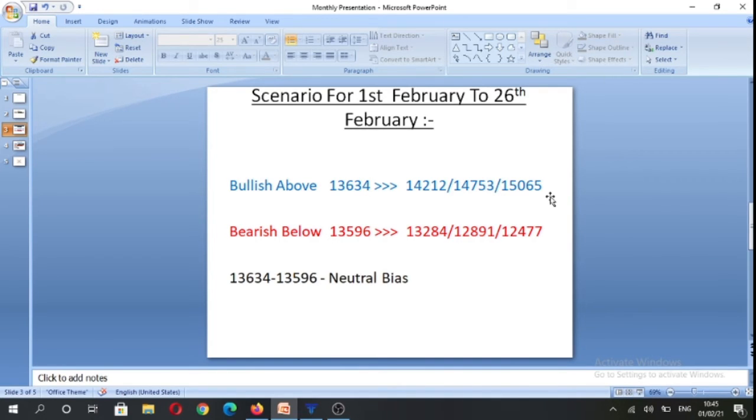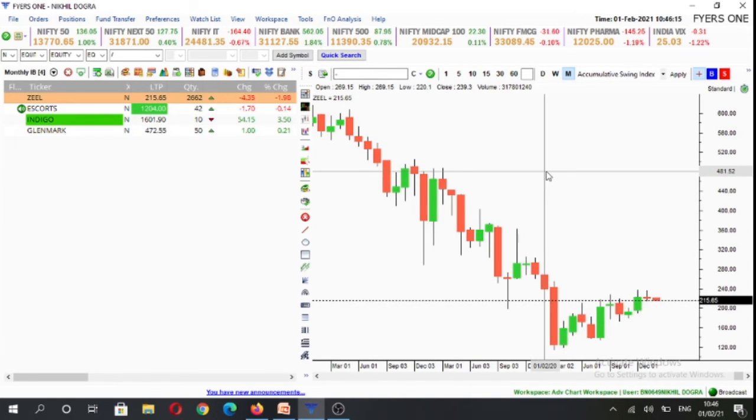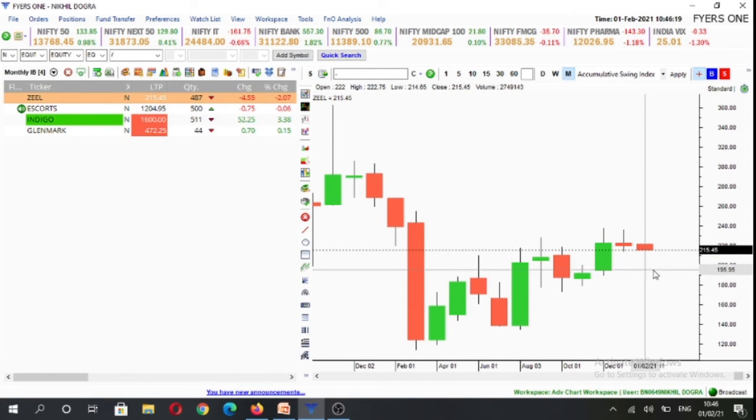And today is our budget, so we would also have to see what happens in the budget. And now we would be discussing our stock watch list for the month of February. The stocks that we are tracking are Zeal, Escorts, Indigo, and Glenmark. So on the monthly time frame, these stocks have formed an inside candle.